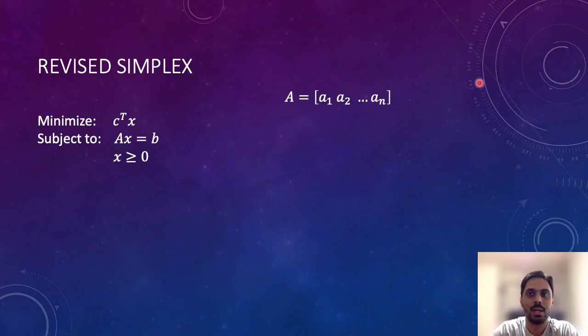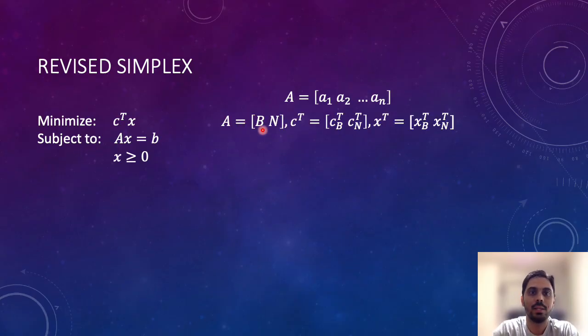Now what we are going to do is divide these three matrices C, A and X into two parts. One part is for basic variables, the other part is for non-basic variables. So the columns of A will be B and N. B is the set of columns which are for basic variables and N is for non-basic columns, right? The coefficients of the objective, that is C, are also divided into two parts, CB and CN. Same for X. X is divided into two parts, basic variables XB and non-basic variables XN.